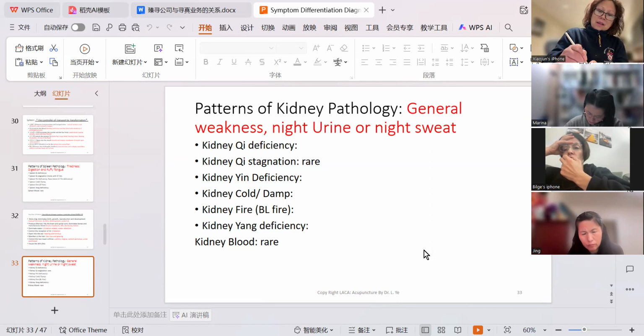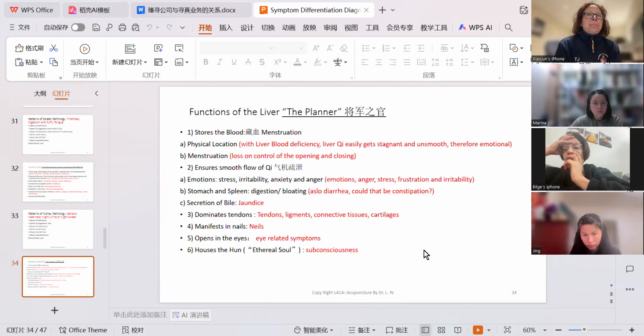Right, so these are the kidney patterns. Kidney qi deficiency, kidney qi stagnation very rare. Kidney yin deficiency, kidney cold damp, yes. Kidney fire is usually rare, usually represented by bladder fire. And kidney yang deficiency and kidney blood are also very rare.